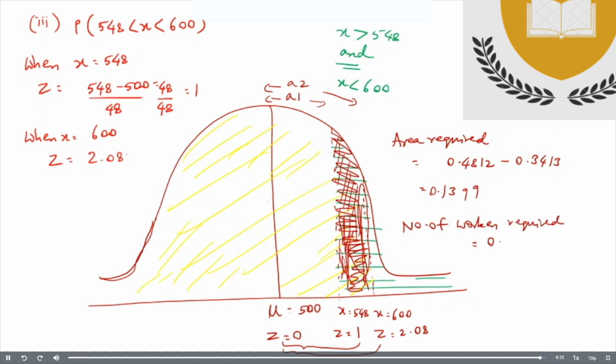Now the number of workers required is equal to 0.1399 into 500. This gives me 69.95, which is 70 workers. This is my answer, 70 workers. So the last question was a little bit tricky, but it is quite simple if you understand it this way. First you find out the area between z is 0 and z is 2.08, and then deduct the area between z is 0 and z is 1, and you will get the required probability. Multiply that by the number of workers, mean workers. That's it.